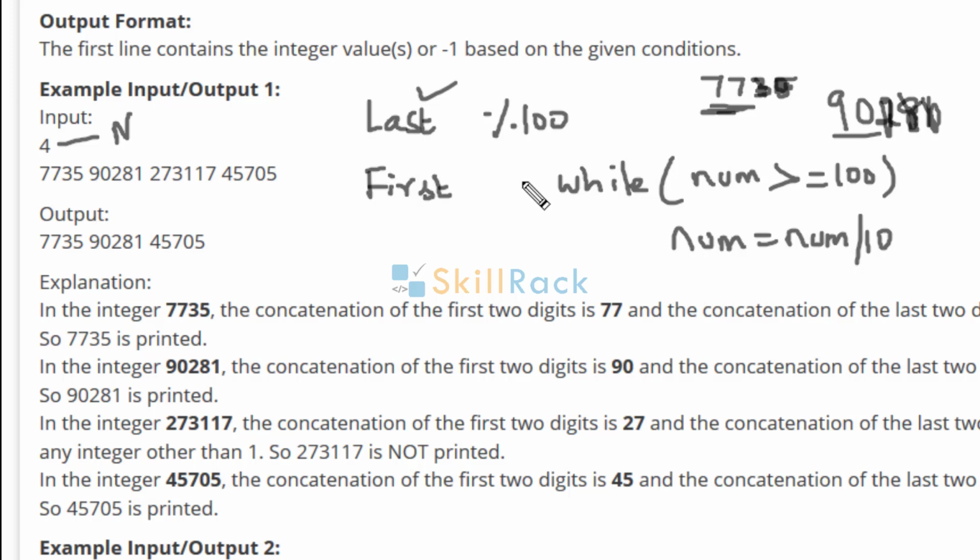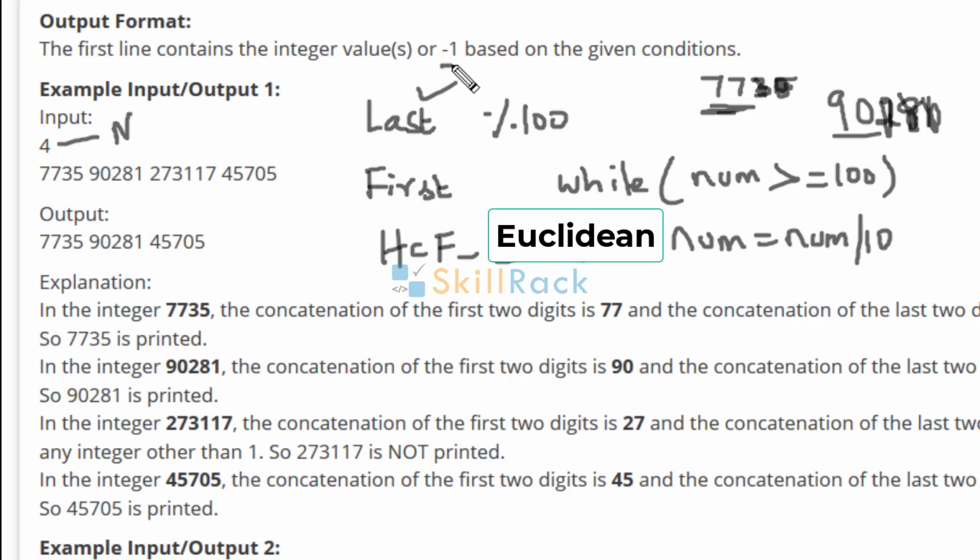Then we have to find the common divisor, right? So what can we do? Just find the HCF. If the HCF is not 1, print the number. If the HCF is 1, don't print the number. Also there is one additional condition they have given. Print -1 if no number is having a common factor other than 1.